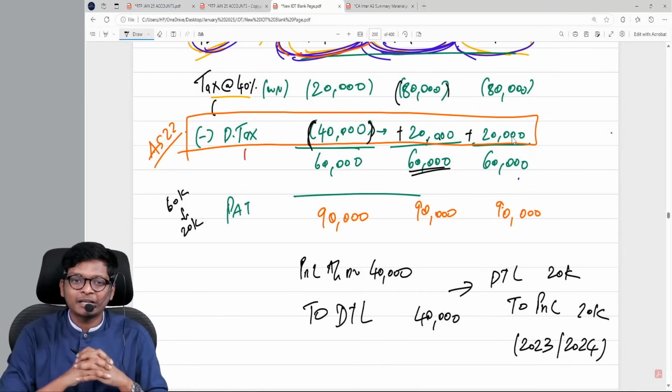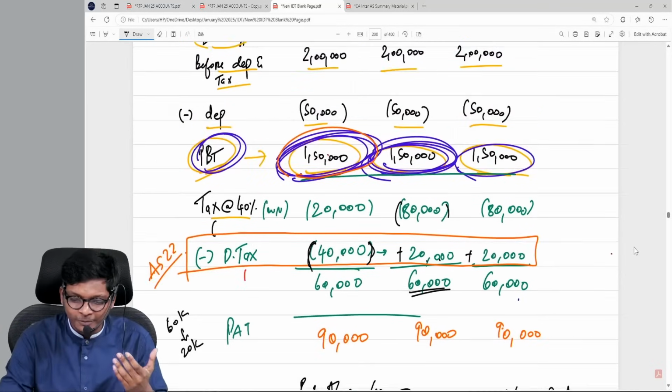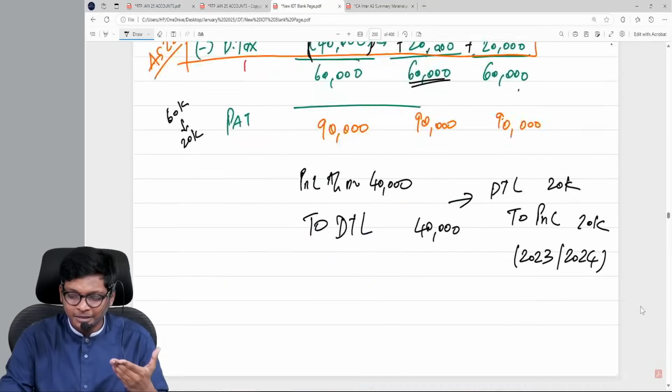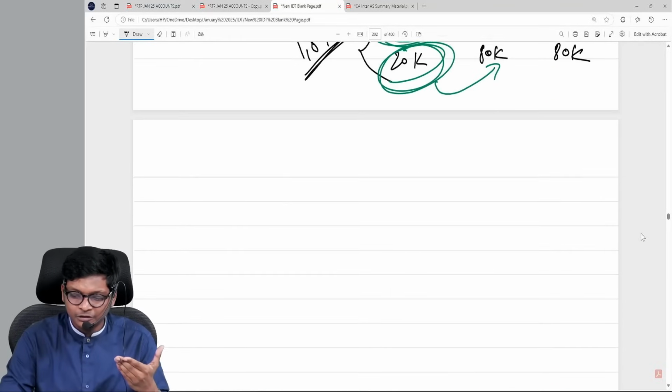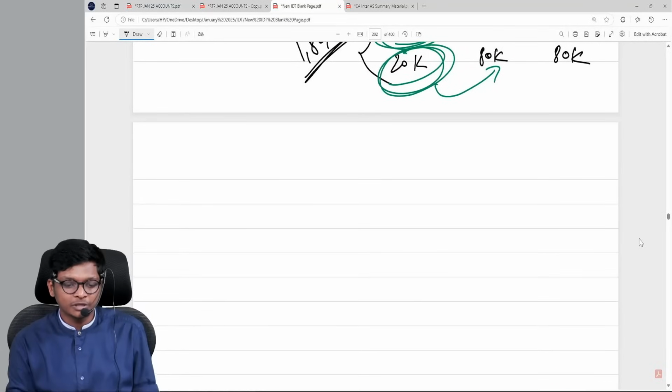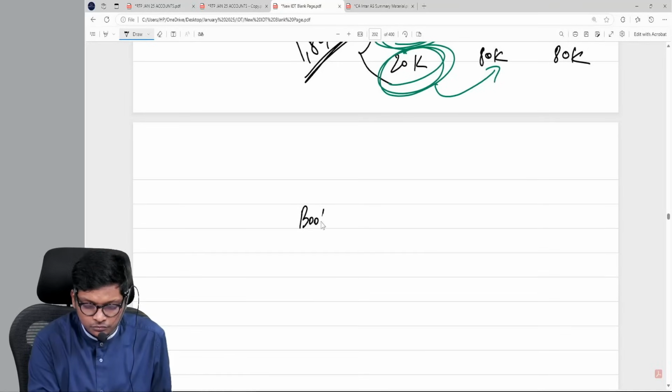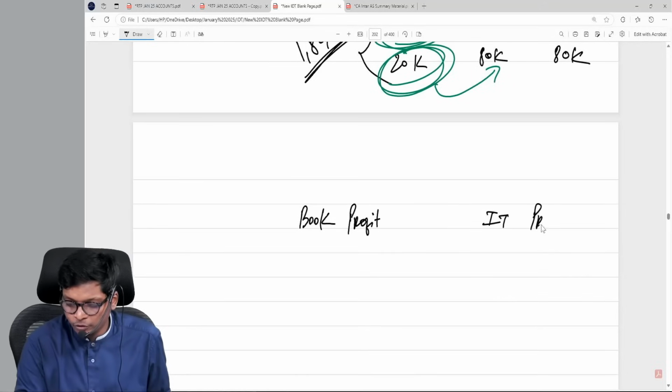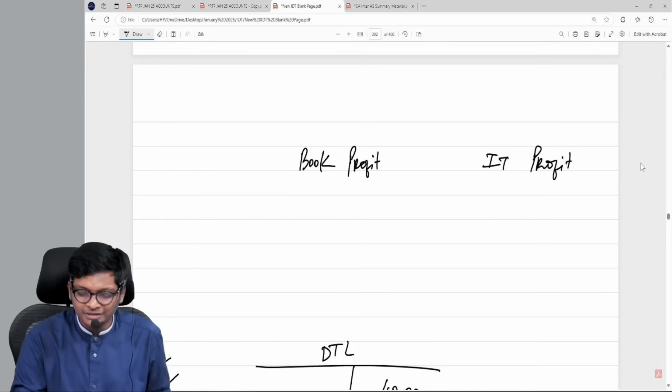Sir, exam and all, I can't do all this, sir. I don't have time for preparing one base statement, then preparing this, all of this. That's why I have one shortcut. Okay, I will tell. We have book profit, income tax profit. I told you the logic. Now in the RTP class, why all this, sir?